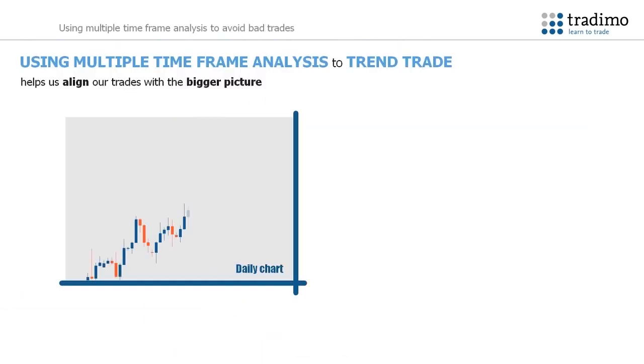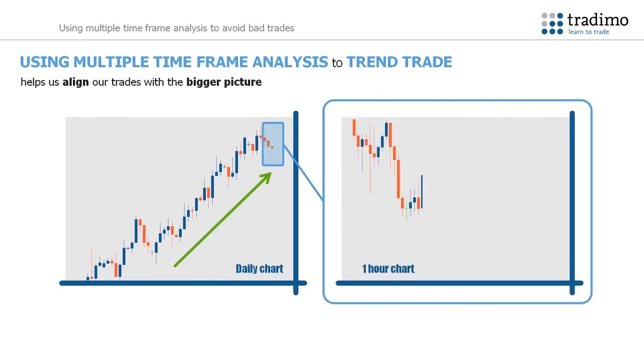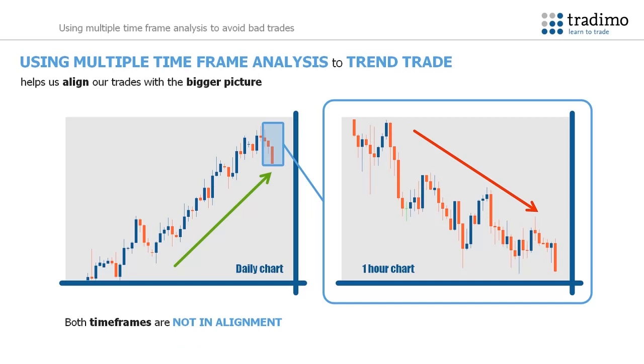In this example, the daily chart is in an uptrend, but the 1 hour chart is in a downtrend. This is a riskier trade as the two timeframes are not in alignment. It would be best to be patient and wait for the 1 hour trend to align with the daily trend before looking for a trade setup.